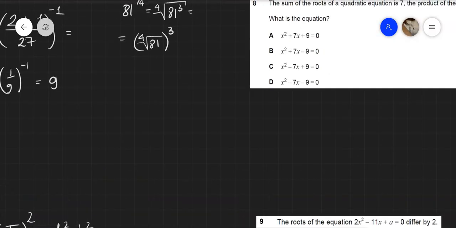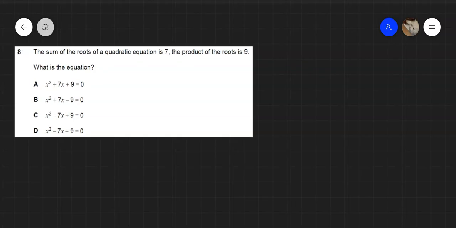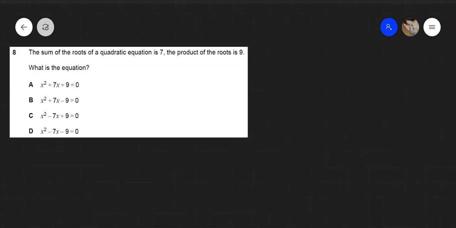Let's carry on. Question number 8. The sum of the roots of a quadratic equation is 7, and the product of the roots is 9. What is the quadratic equation? Here it's useful to remember the Vieta's formula.